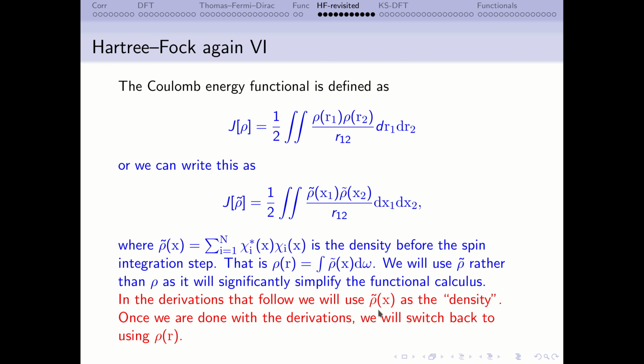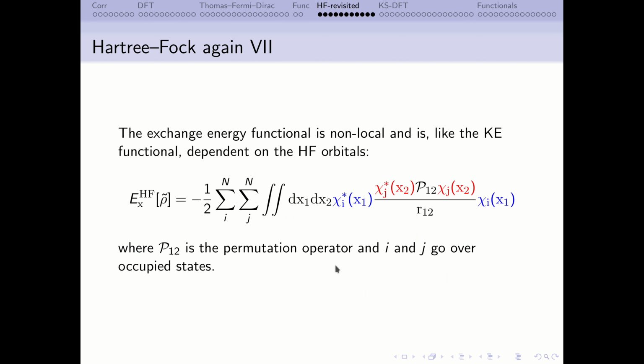I may also refer to rho tilde as the density. Some of these notes were written a while ago when I was working just with rho and not rho tilde, and so some of this terminology might differ, but by density I would mean either rho tilde or rho. You can get from rho tilde to rho quite easily.